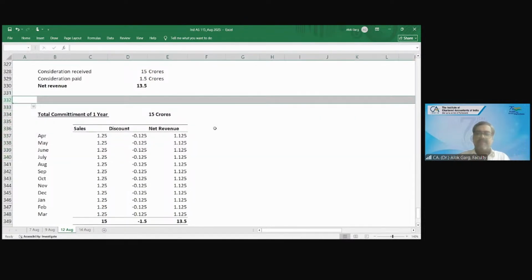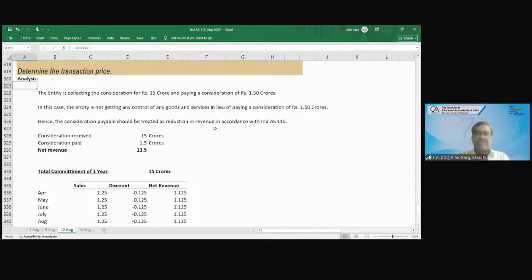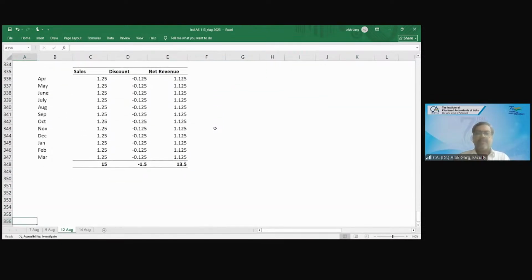ठीक है, यहां तक एवरीथिंग इज क्लियर ना? सो यू आर क्लियर अबाउट द कॉन्सेप्ट ना? Concept is clear. Okay, so now let me give you the accounting entry in detail.